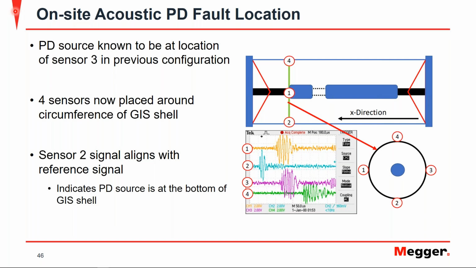Now that we know the PD source is at the location of sensor 3 with the previous configuration, the next step is to take the 4 sensors and place them around the circumference of the GIS enclosure to determine if the PD is on the high voltage or the ground, or where it is in the GIS at that location. When we perform the measurement, we can actually see, by the Tektronix oscilloscope view you see here, that sensor 2 received the acoustic signal first. So this gives us an indication that not only is the PD here in the X direction, but if we look at the cross-sectional view, the partial discharge defect is here at sensor 2.